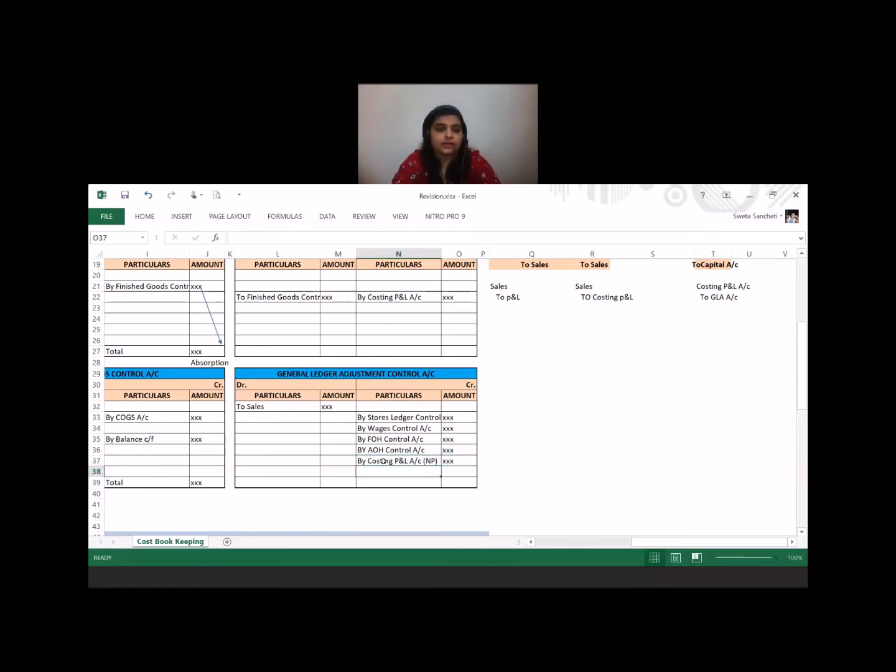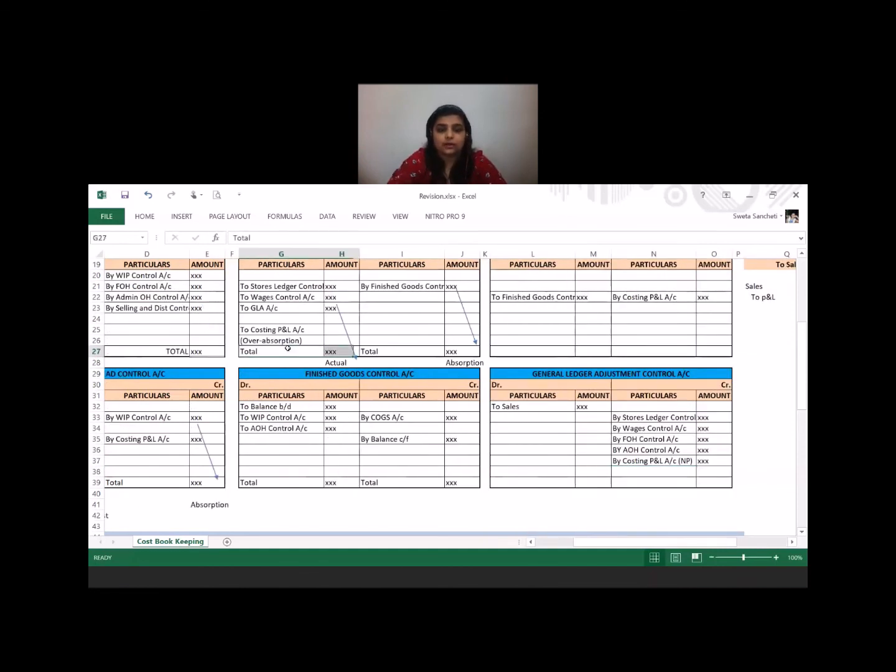Now look, we have closed all the accounts. We have closed all the accounts except for one account, that is GLA account. GLA account we always close at the end. Always see, when you have 10 entries in a question, keep passing the entries. Your closure should always be in the series of your cost sheet. I will be doing one more question on non-integrated accounts where I will take a full-fledged question.